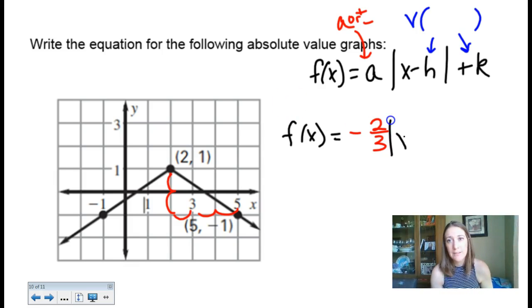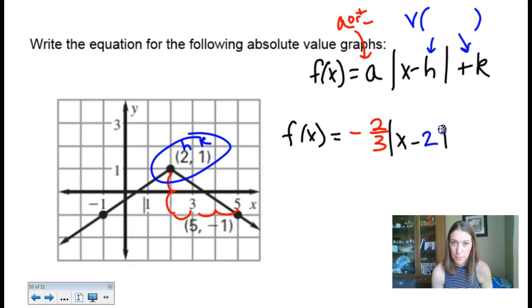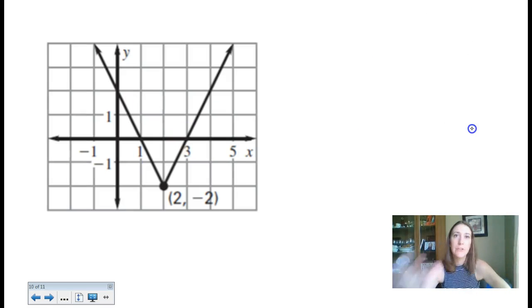I'm almost home for you guys. This is going to be so good. So the h and the k are given to you right here. This is h, and this is k. Put them in the formula. So x minus the h, which is 2, and then plus k, which is 1. If I had a mic to drop, I would.